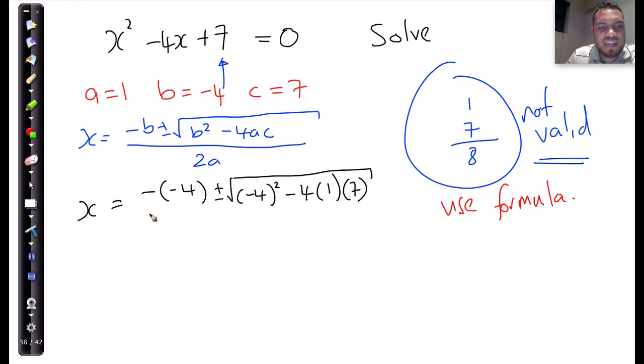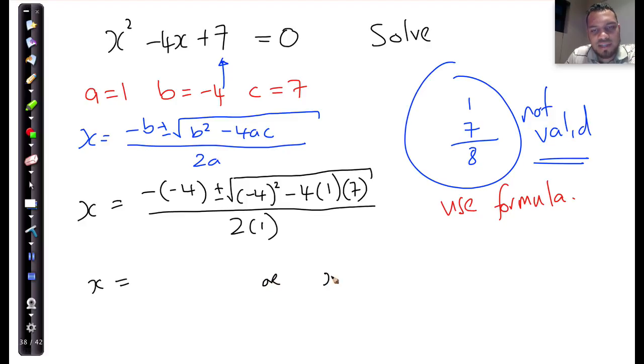You can type this in the calculator the way you see it here, divided by 2 multiplied by the value of 1. So this is going to give me x equals, and now we have to see what this actually says in the calculator. I want you to try it as well. Negative 4 plus the square root of negative 4 all squared, minus 4 times 1 times 7, divided by 2 multiplied by 1, which is just 2. You should get something that looks like this.